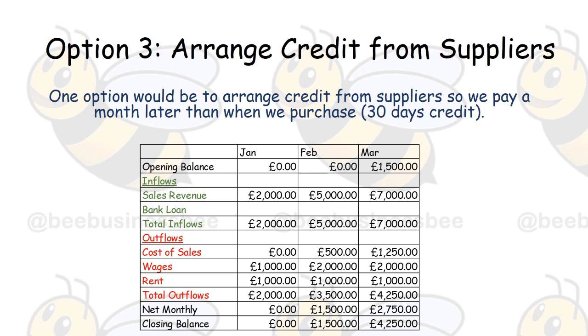But look at the overall position of the business. It gives me a net monthly figure of 0, which is technically breaking even. The closing balance is 0, but I no longer have a liquidity problem just by arranging credit from my supplier.